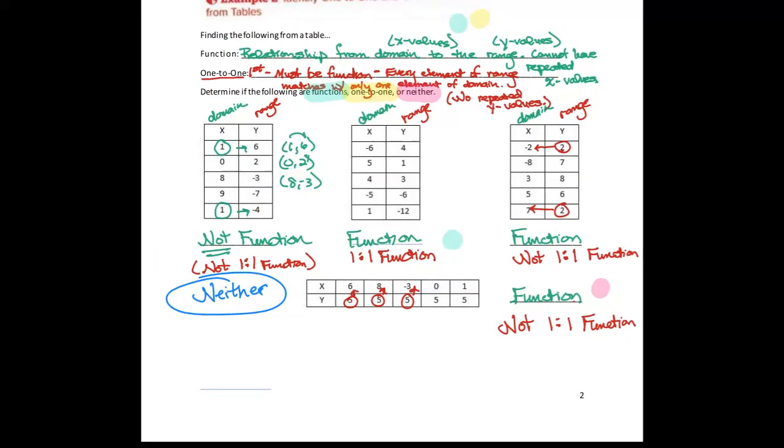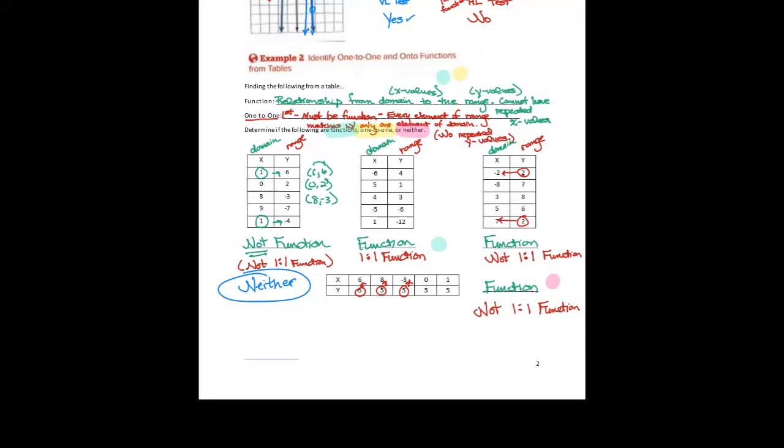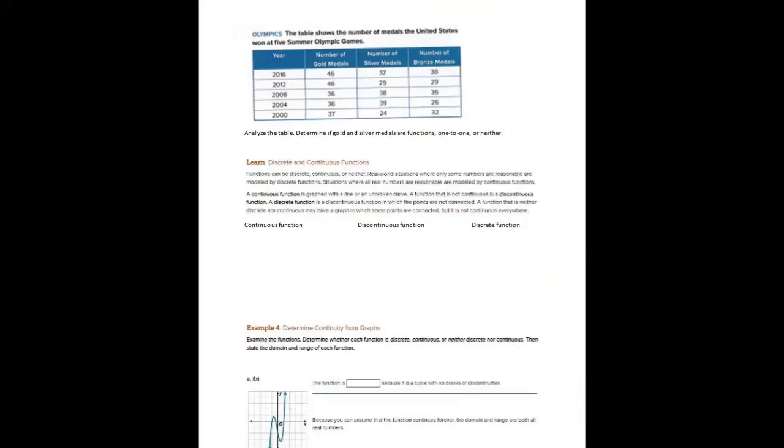Any questions on how to determine if it's a function or a one-to-one function for tables? Yes? You mean here on the tables? Yes. If there is a repeated number in the x's, then it's not a function. And if it's a repeated number in the y's, then it's not one-to-one. Yep, you got it. All right, are we ready to turn the page?